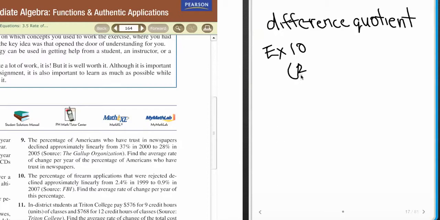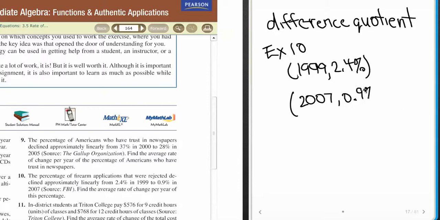1999 is our independent value, right? Because depending upon the years is what the firearm percentage is going to be. So in 1999, it was 2.4%, to 0.9% in 2007. So 2007, it was 0.9%. And what we have here is we're going to set up the difference quotient for the rate of change.